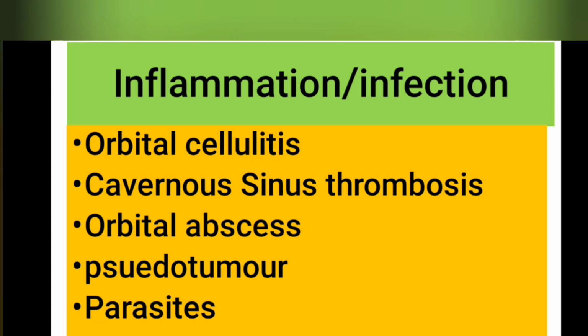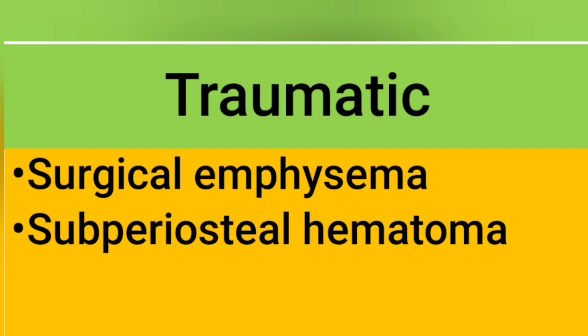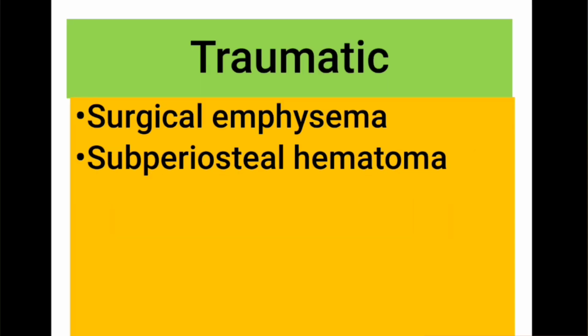Causes which are secondary to inflammation and infection include orbital cellulitis, cavernous sinus thrombosis, orbital abscess, pseudotumors, and the parasites. Here the patient will have various signs of inflammation like pain, redness, or even fever, along with the proptosis. When it is secondary to trauma, the causes include surgical emphysema or the hematoma which is formed in the subperiosteal region.